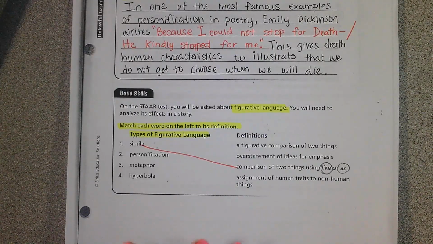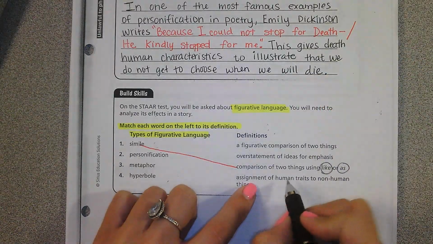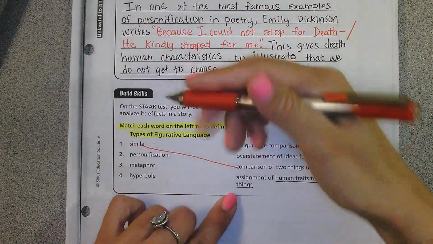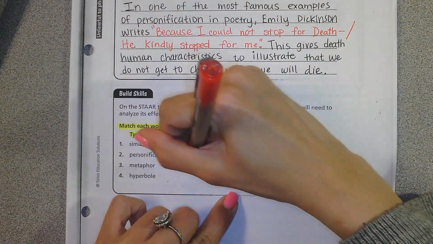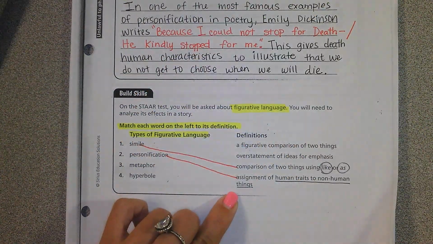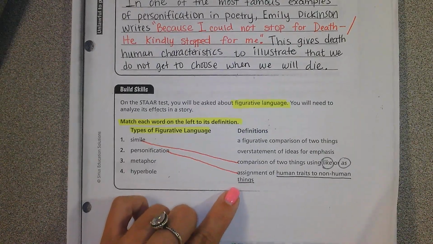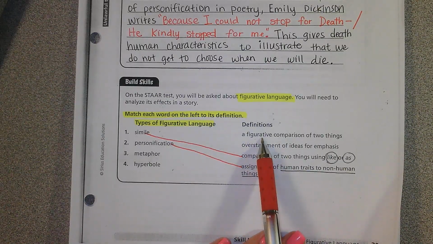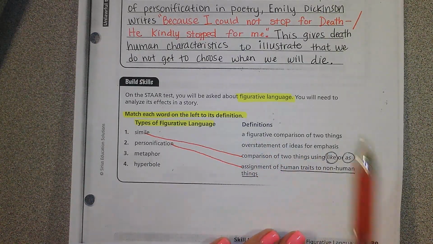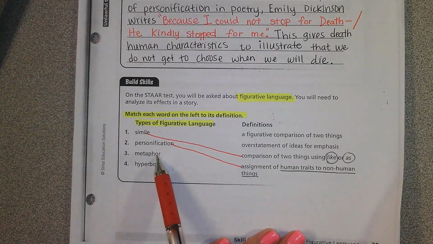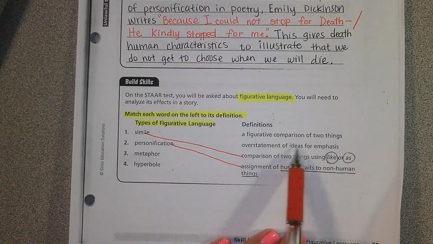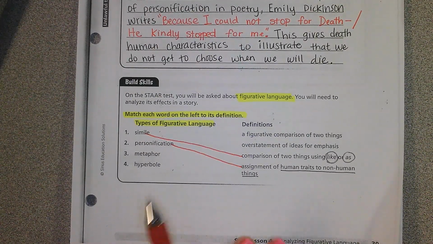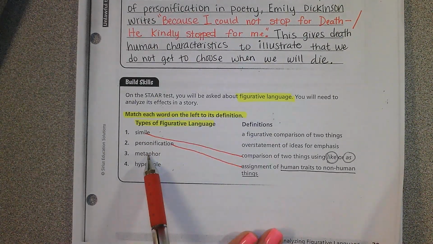If you said that personification is giving human traits to non-human things, then you're correct. Personification would then be matched right over here to this definition. Now, move on to the next two. A metaphor. A metaphor is either a figurative comparison of two things, or an overstatement of ideas for emphasis. Take a couple of seconds to try and figure out the definition for metaphor.